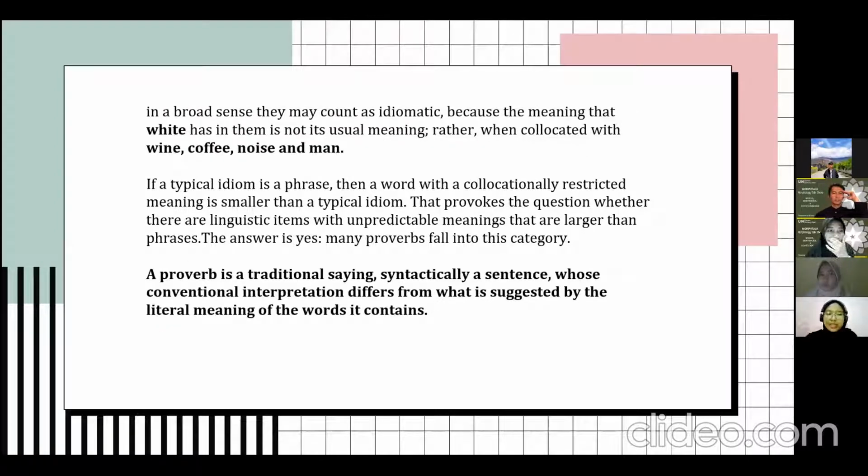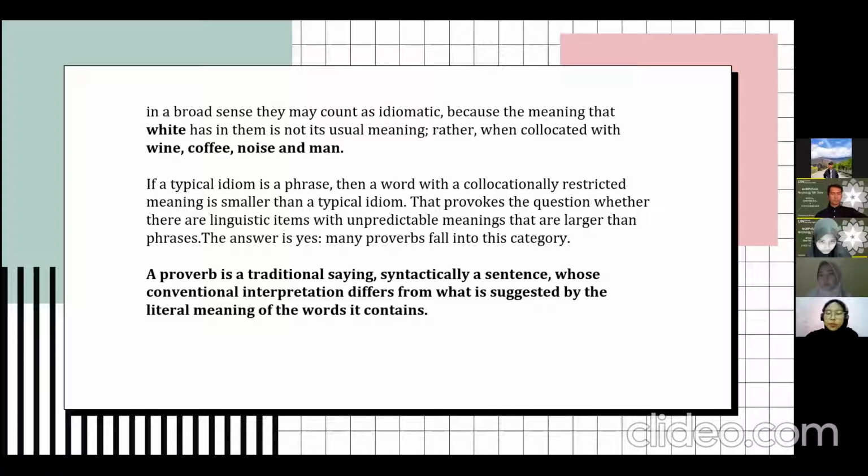In a broad sense, they may count as idiomatic because the meaning that white has in them is not its usual meaning. Rather, it is when collocated with wine, coffee, noise, and man. If a typical idiom is a phrase, then a word with collocationally restricted meaning is smaller than a typical idiom. That provokes the question whether there are linguistic items with unpredictable meanings that are larger than phrases. The answer is yes. Many proverbs fall into this category.